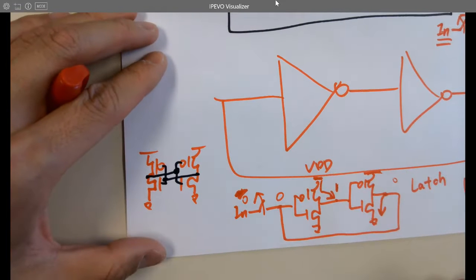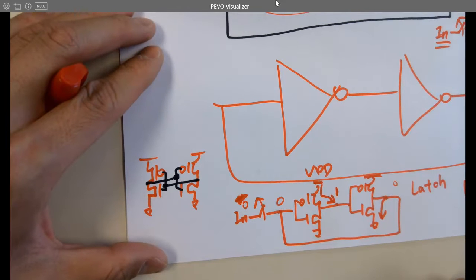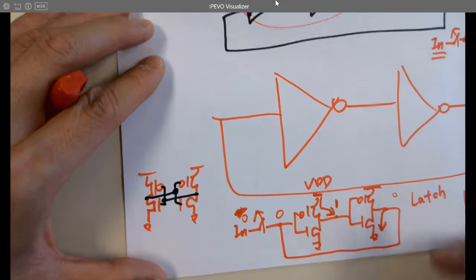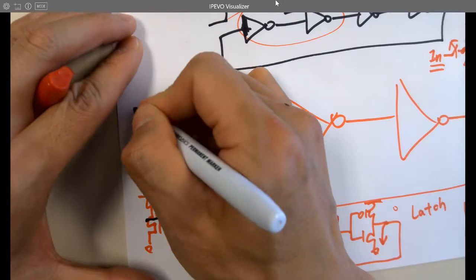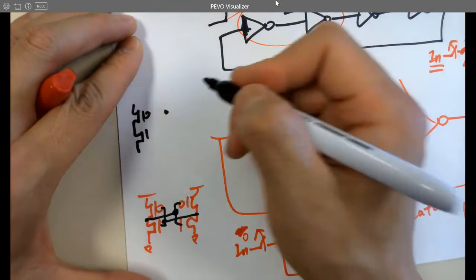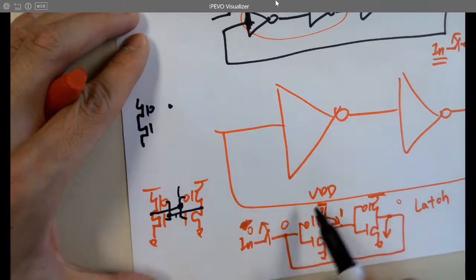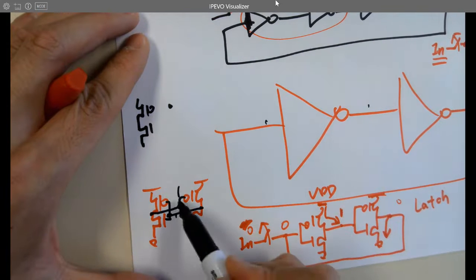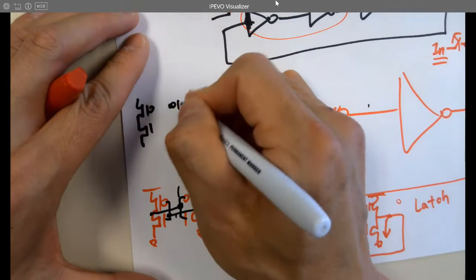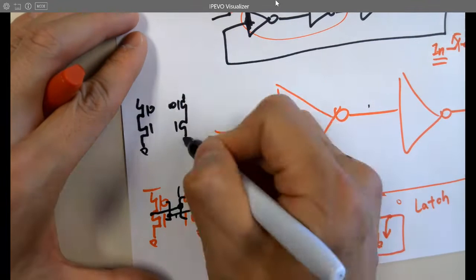Is it the same thing? Yeah. Oh, it doesn't matter. It can be here, can be here. There's just two nodes, right? 1, 2. And you'll see something like this as well.